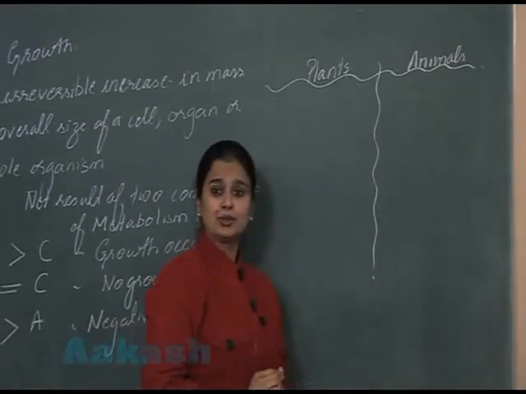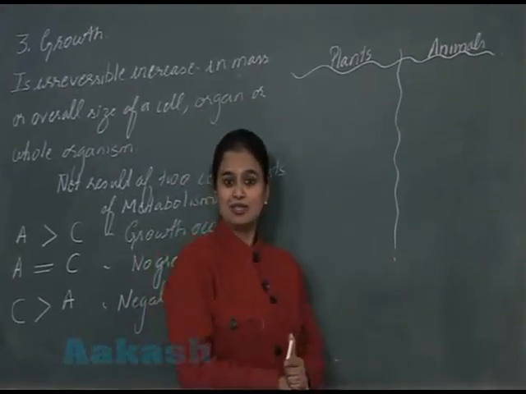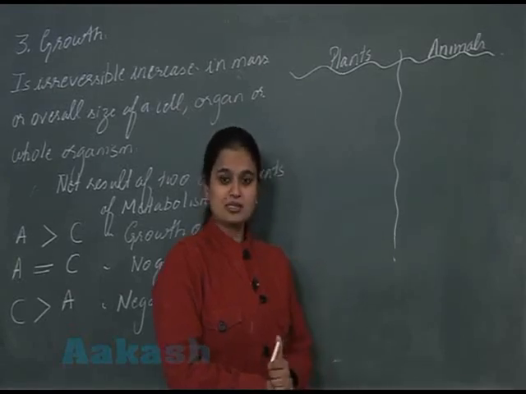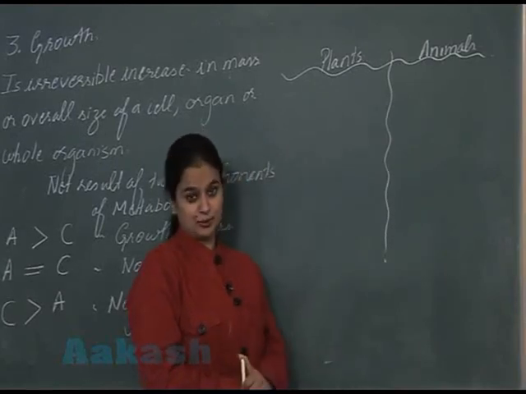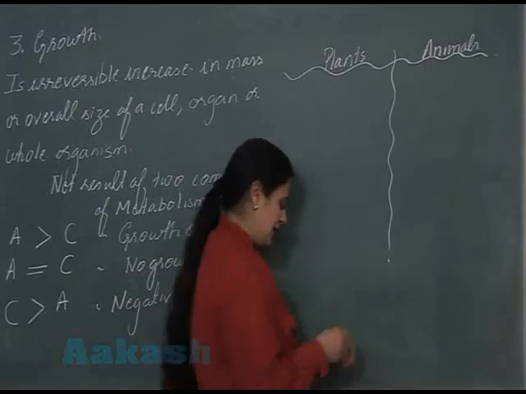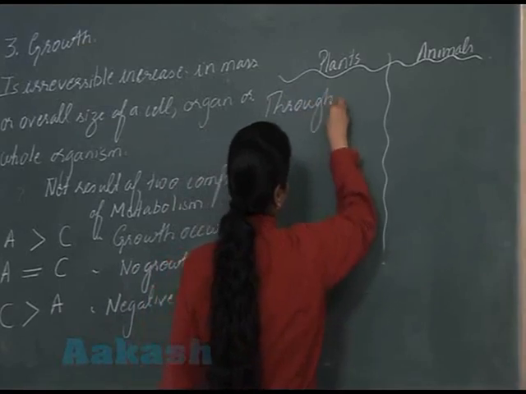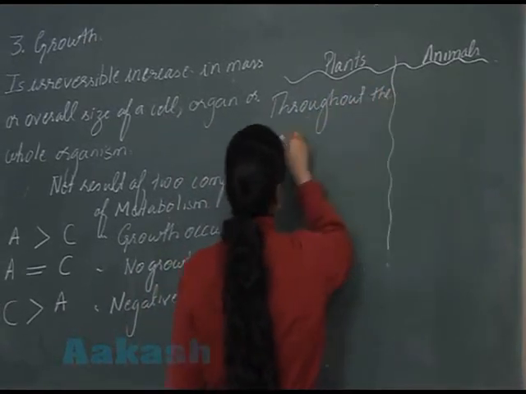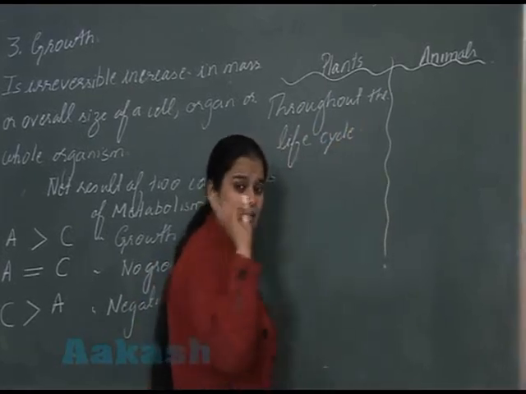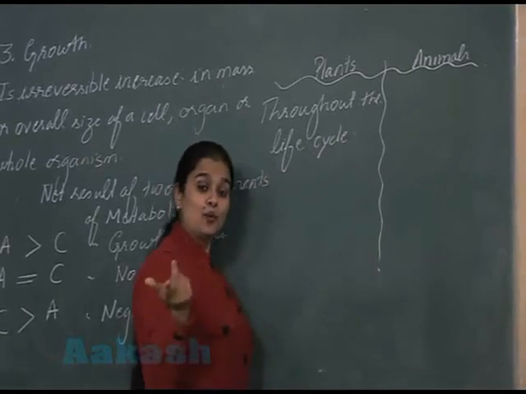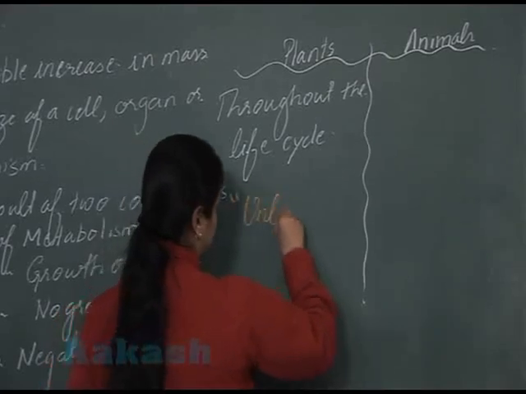In the plants, growth occurs throughout their lifetime. Throughout the life cycle of the plant, growth occurs. When such type of growth occurs, it is known as unlimited growth. Are you getting this? In the plants, growth occurs throughout the lifetime, throughout the life cycle. It will occur continuously. That's why this is known as unlimited growth.